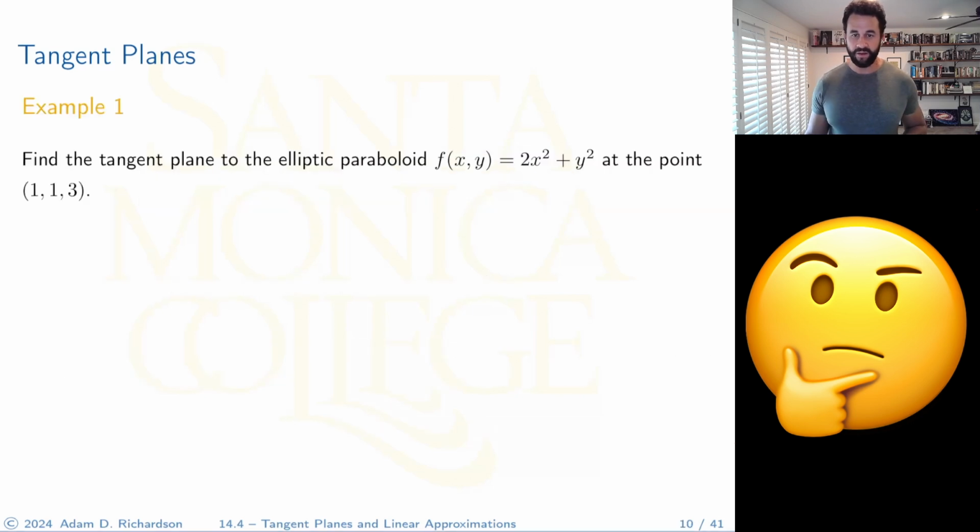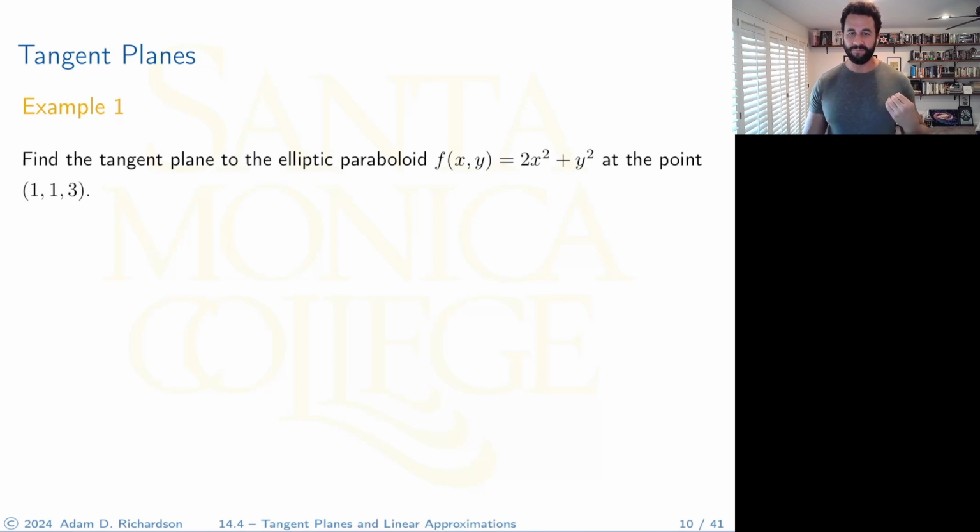All right, now let's try this one. And this is one that I actually want you to try on your own. You try this one on your own, because I think you have all the tools to do it. It shouldn't be too bad. So find the equation of the tangent plane to this elliptic paraboloid at this point.